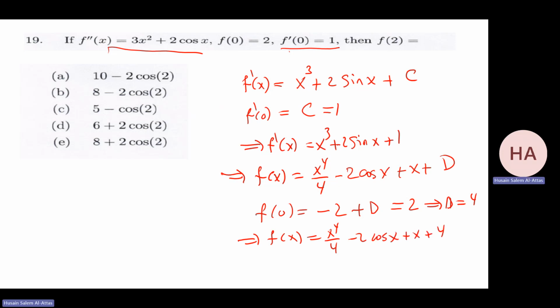So my f of x is this. What do they want? They want f at 2. So f at 2: 16 over 4, that is 4, minus 2 cosine 2, plus 2 plus 4. So it will be 10 minus 2 cosine 2. And that's the answer. Okay.